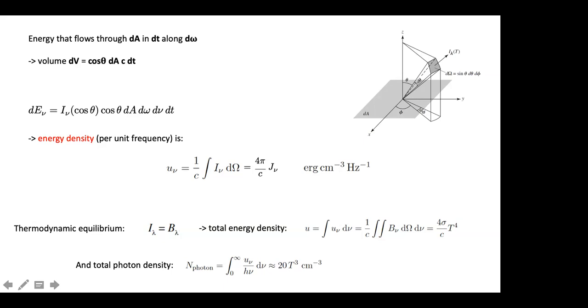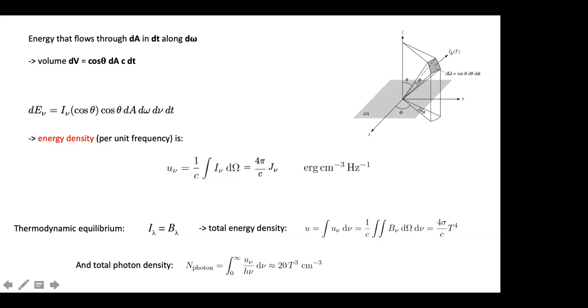Easy to show, and you already know that, because you know that integrating the total energy density over the wavelength, we are actually integrating the Planck function, and you get the Stefan-Boltzmann equation, which is proportional to temperature to the fourth.